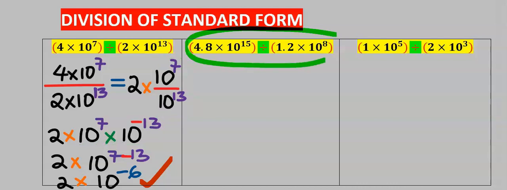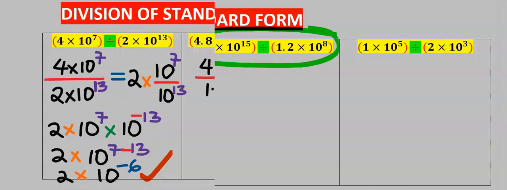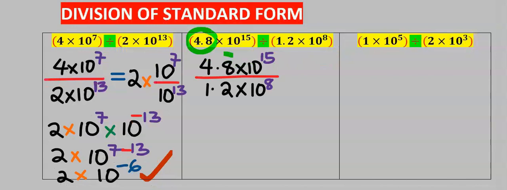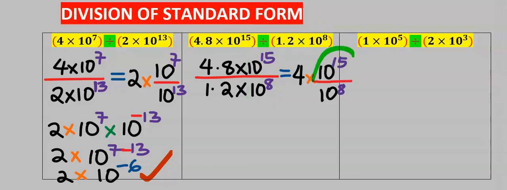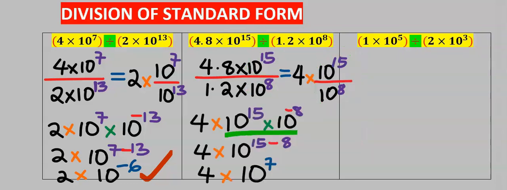Next, let's solve this problem. Next, 4.8 we divide 1.2, and your answer is 4. Next, 10 to the power of 15 we divide 10 to the power of 8. Next, you apply the law of indices. Here you apply the law of indices, and 15 minus 8 is 7. And this is our answer.